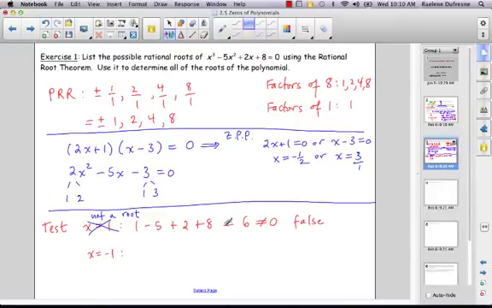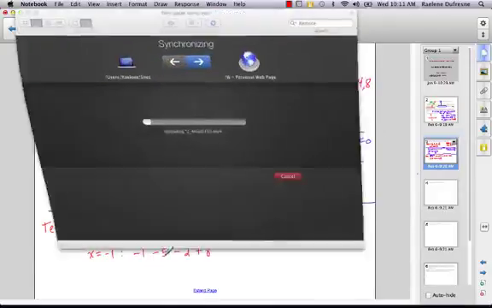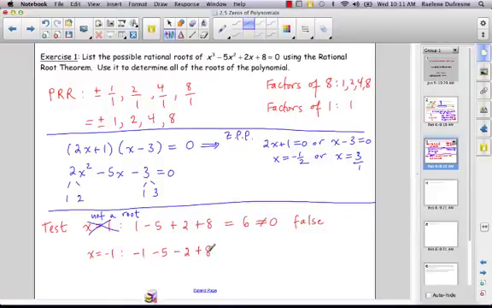Our goal is just to find one x value that is actually a root out of this list of possible rational roots. So if I substitute negative 1 in, cubed, I get negative 1. Negative 1 squared is 1 times negative 5 is minus 5. Plus 2 times negative 1 is minus 2, and then plus 8. And I see negative 1 minus 5 minus 2 is negative 8, plus 8 is 0, which is true. And so what we found is that x equal to negative 1 is in fact a root. So let's record that x equals negative 1 is a root.